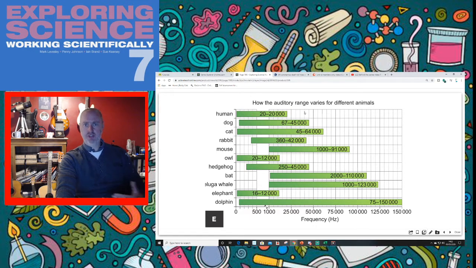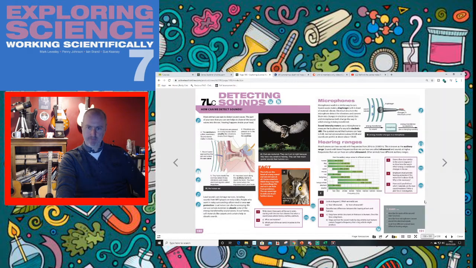And we use the term ultrasound to explain something that's too high a frequency to hear, and infrasound to explain something that's too low. Hopefully you can recall those terms because they're going to be important today.